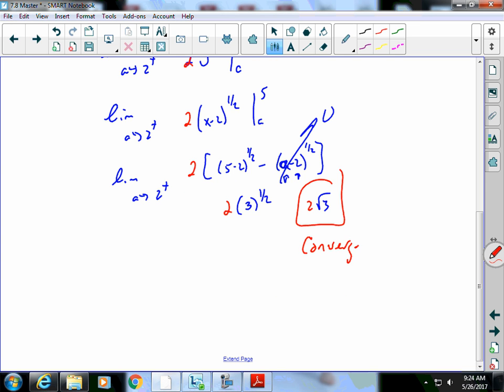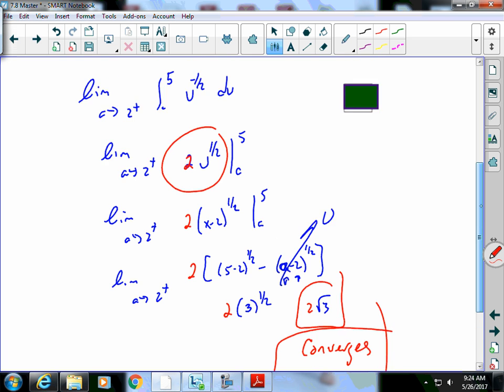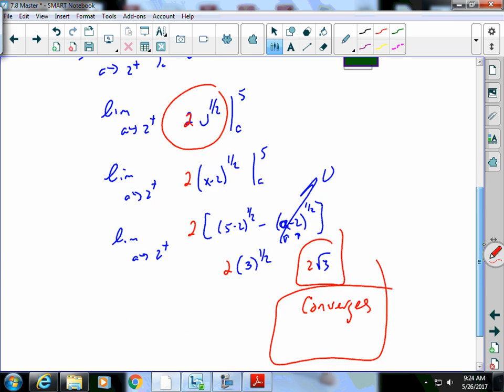That converges. I apologize. Sometimes I get ahead of myself. I'm thinking about something else and I make my mistakes too. So again, that was a 2 because when I integrate this part, it has to go back to u to the minus 1 half. And that's the only way I can do it, is to have a 2 in front.